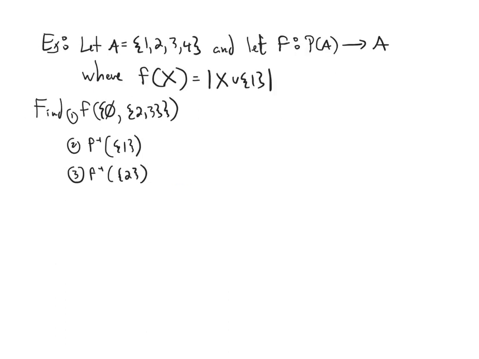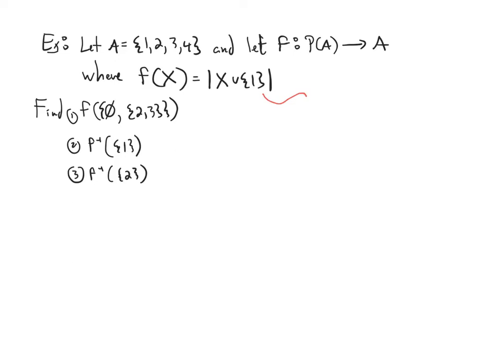Okay, so let's do something a little more complicated. We have the set A. A has the elements 1, 2, 3, and 4. We're going to define a function f, and f is going to have the domain be the power set of A. Remember, the power set is the set of all subsets of A, and the codomain is going to be A itself. So it's a function from the power set to the set itself, and we define it as f of whatever subset of A we put in here is the size of the subset union with the element 1. Let's make sure we know how this works with an example.